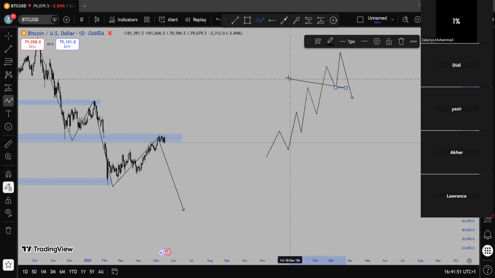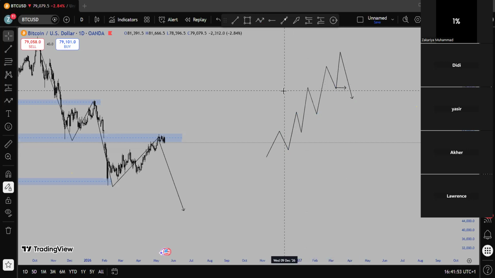This is when we have a market structure shift. Did we talk about market structure shift yet in our last class? Can you guys answer me? Did we talk about market structure shift when I talked about the reversal and continuation concept?